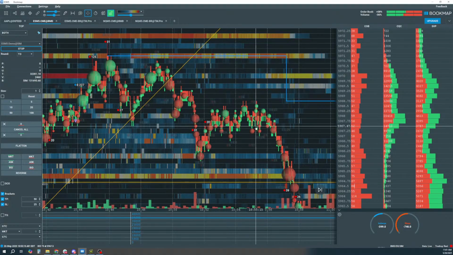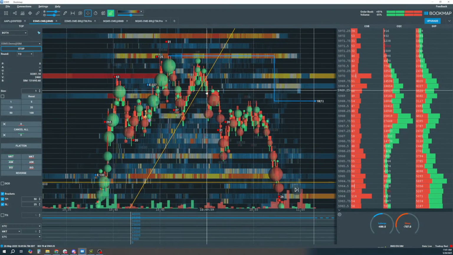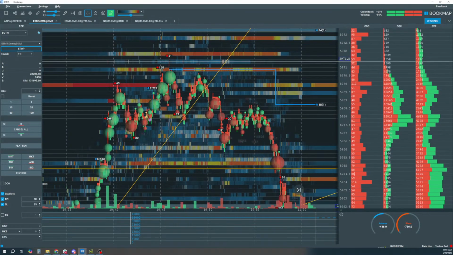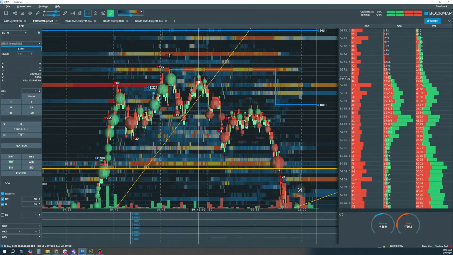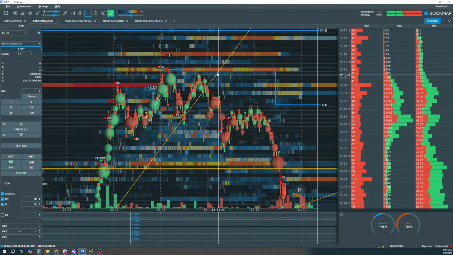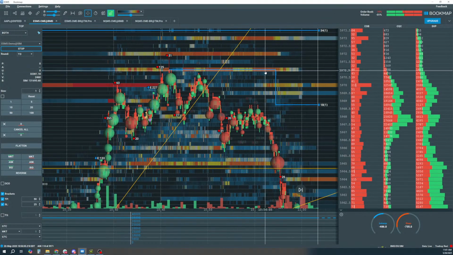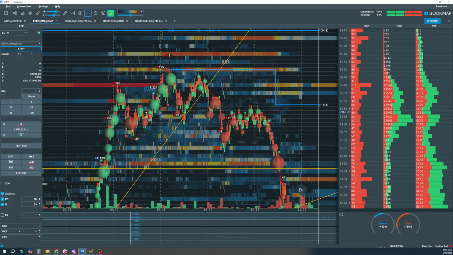Okay, so there's a few different setups in there based off of the course. Okay, but the main one here is this absorption followed by exhaustion on a double top, or kind of a skewed head and shoulders in here. All right, hope that helps.